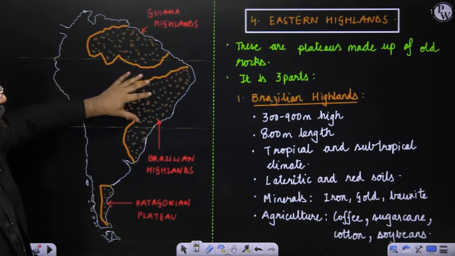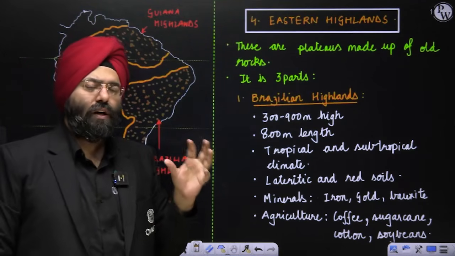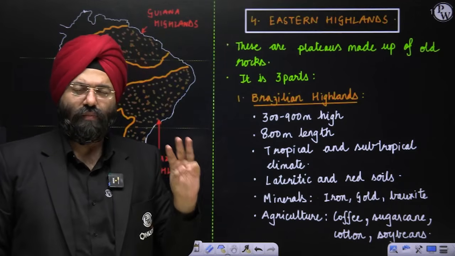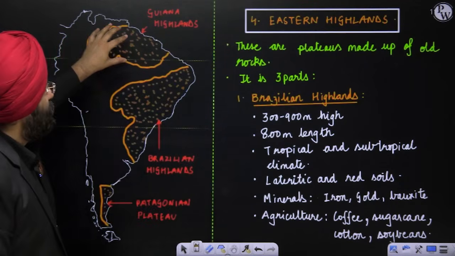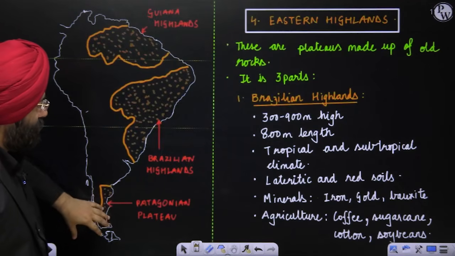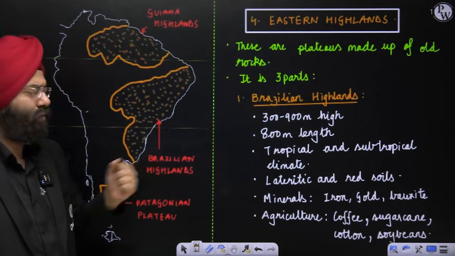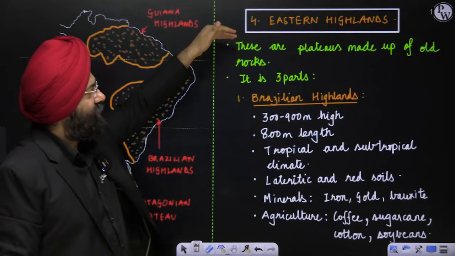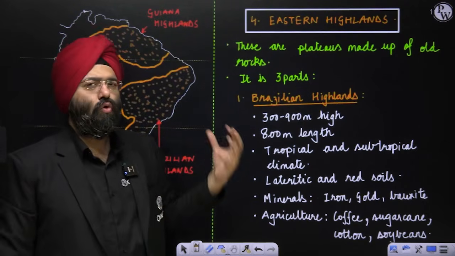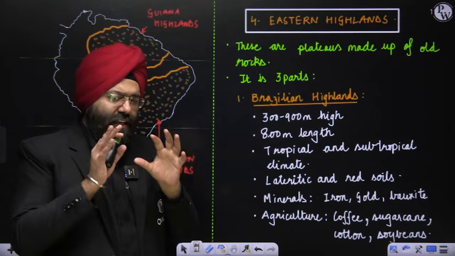This was the Eastern Highlands. Now, the Eastern Highland again is not one unit. It is composed of three parts from a standard classification. This is known as the Guiana Highlands, this is known as the Brazilian Highlands, and this is known as the Patagonian Plateau, or Patagonian Highlands also, but more precisely Plateau. So, these plateaus are made up of old rocks, right? Old igneous and metamorphic rocks. And let us understand each one of them in detail.